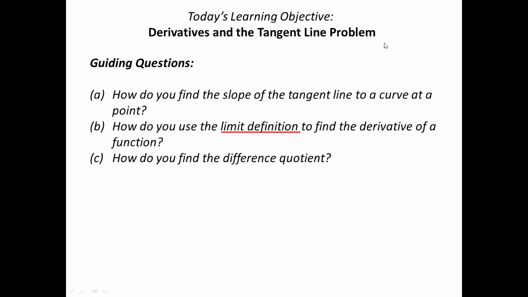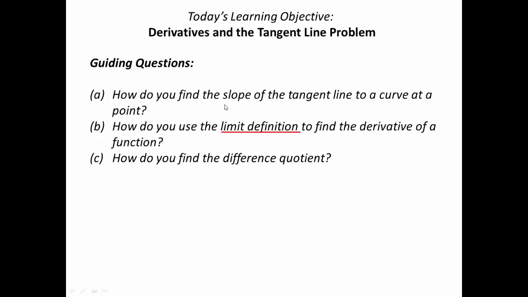You may not be able to understand the tangent line problem today, but I'm going to talk about it, so just listen and watch me talk about the tangent line problem. And as we go through the next month or so, this should become a little more clear. But for the lesson today, I'm hoping that you will be able to answer these questions when you're done.